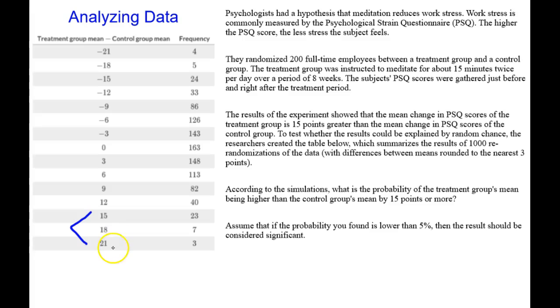So 15, 18, or 21. We can see that difference of 15 occurred 23 times out of 1,000, 18 occurred 7 times out of 1,000, and 21 occurred 3 times out of 1,000.